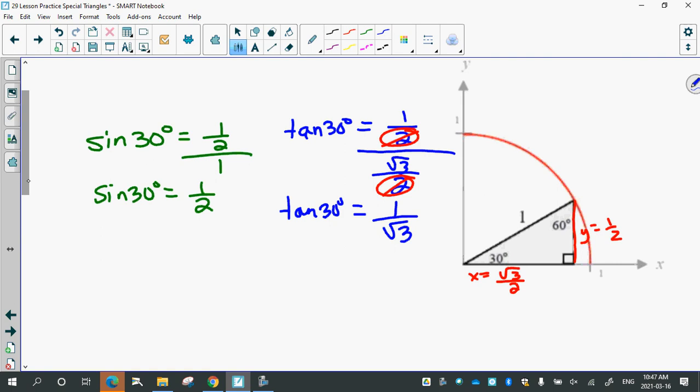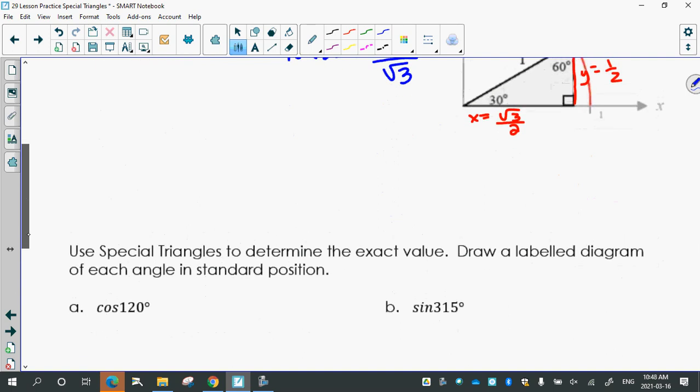So the tangent of 30 is approximately 0.57735. And then 1 divided by the square root of 3 is 0.5773, exactly the same decimal. Okay? Okay, so those are our special triangles, and now we'll see why and how we're using them.